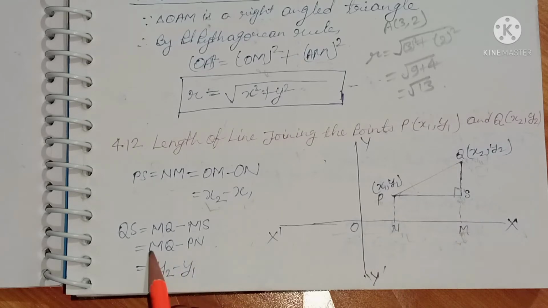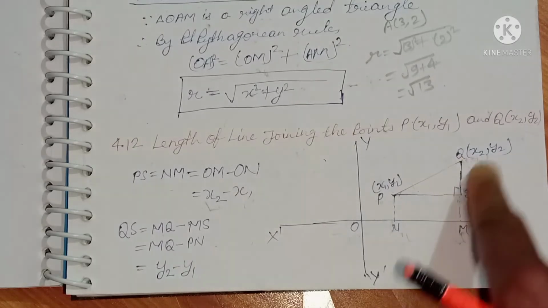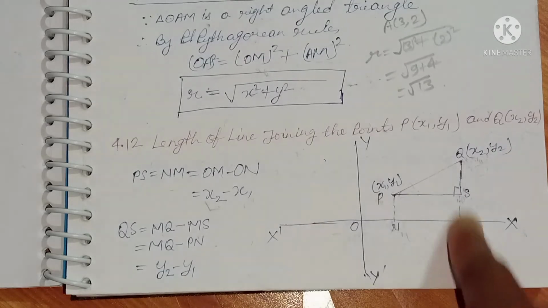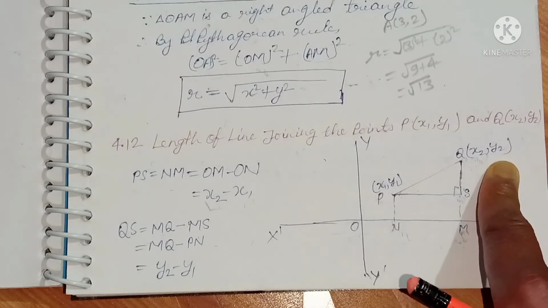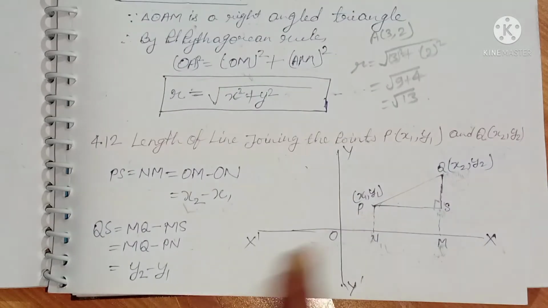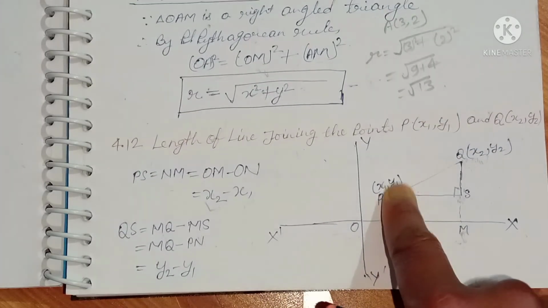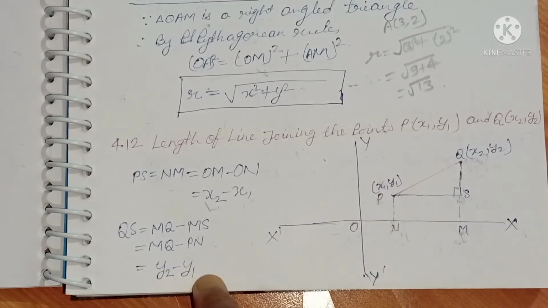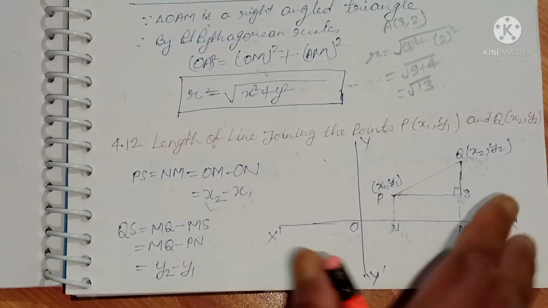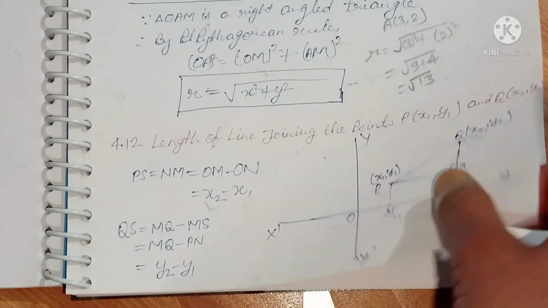So MQ is what? The vertical distance is represented by y, so here it is y2, and PN, the vertical distance, is y1. So y2 minus y1. That we got.